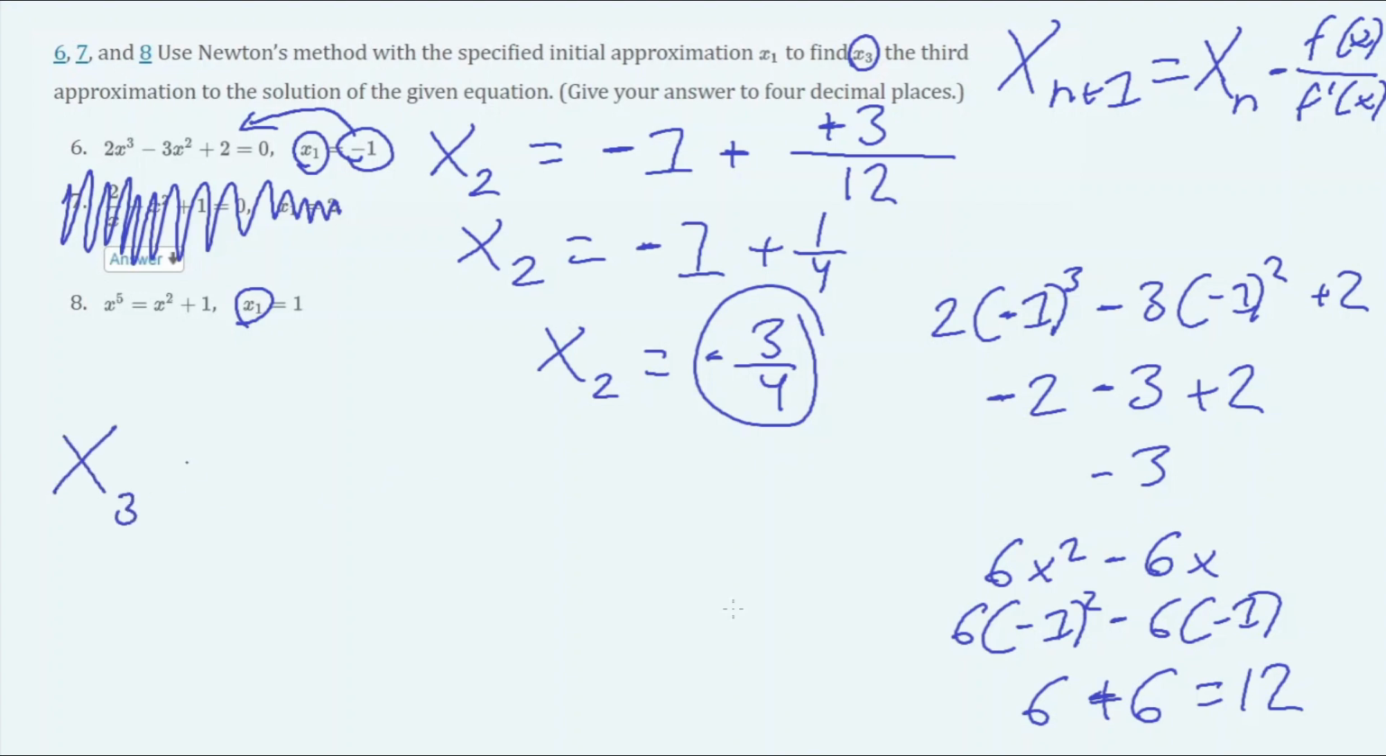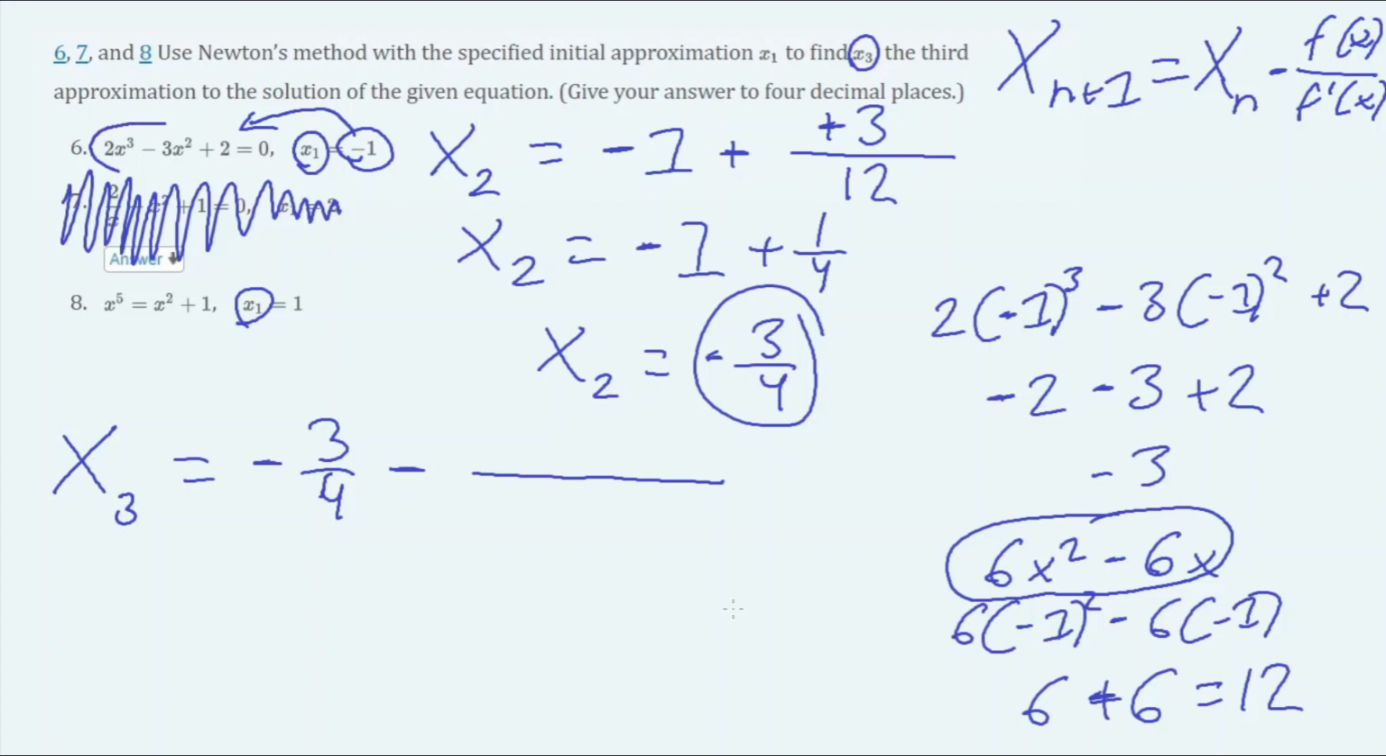And now using x2, we have to find x3. So let's find that. So x3 is going to be equal to x2, which is -3 over 4, minus f of x over f prime of x. So what we do is take the derivative and the original function and just plug in -3 over 4. So let's plug in -3 over 4 for number 6. So we could take out some of these stuff going on here.